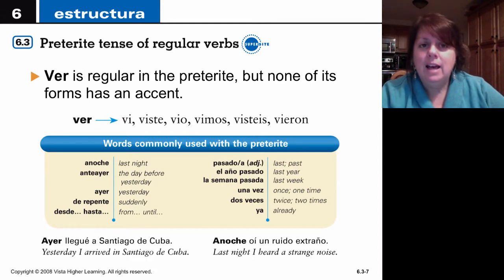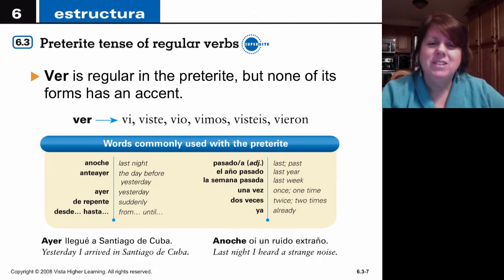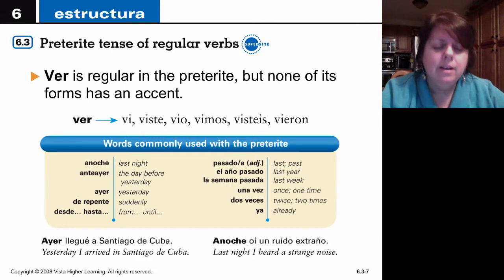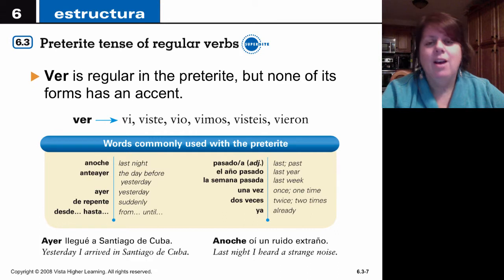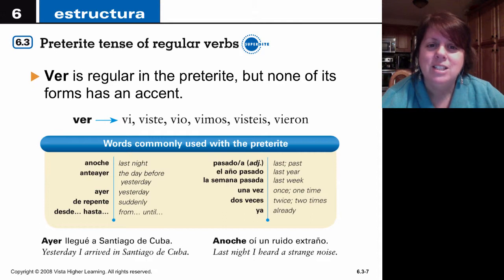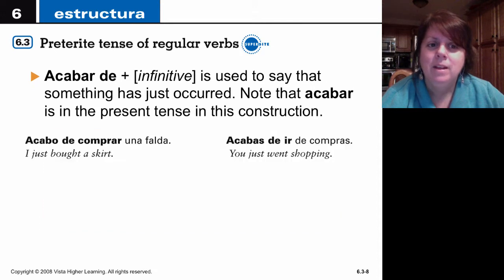Pasado, last or past. El año pasado, last year. La semana pasada, last week. Una vez, one time. Dos veces, two times. And ya, already. So we have a couple of examples of sentences. Ayer llegué a Santiago de Cuba. So yesterday I arrived in Santiago de Cuba. These are all in the preterite. They're all completed, over and done with actions in a definite period of time.